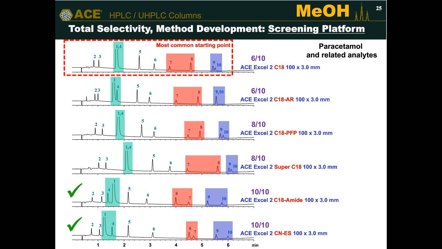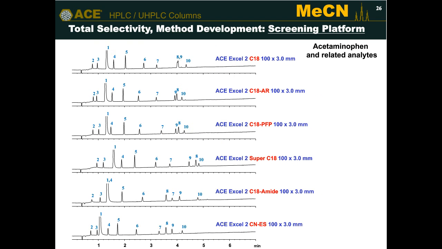What about the acetonitrile data? So if we flick over to acetonitrile, we can see again peak 2 is retained, which is good, so we can integrate it and quantify it. And then if we look again at the similar peak pairs, 1 and 4 you can see are separated with the C18, separated with the AR, on the tail a little bit with the PFP, separated with the super C18, co-eluting with the amide, separated with the cyano-ES. Now 7 and 8 and 9 and 10 peaks start to mix together.